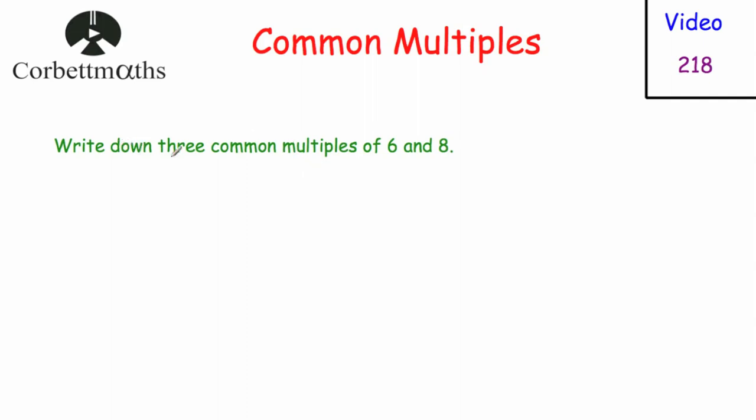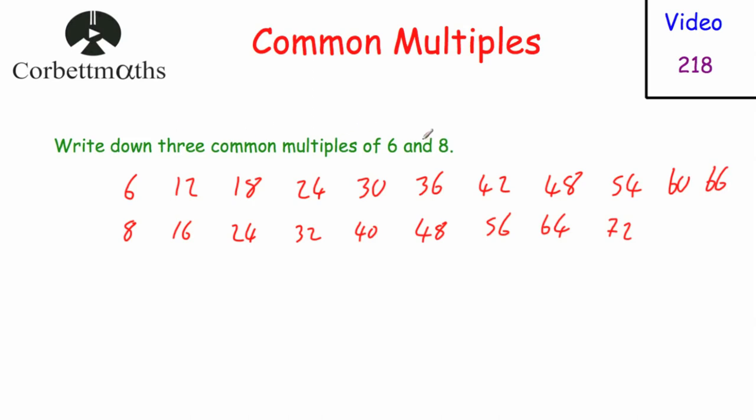So we've been asked to find 3 common multiples of 6 and 8. So what I'm going to do is list the multiples of 6, list the multiples of 8, and then look for some common multiples. Now we've been asked to find 3 common multiples of 6 and 8, so we're looking for numbers that are in both of these lists, in the multiples of 6 and in the multiples of 8.